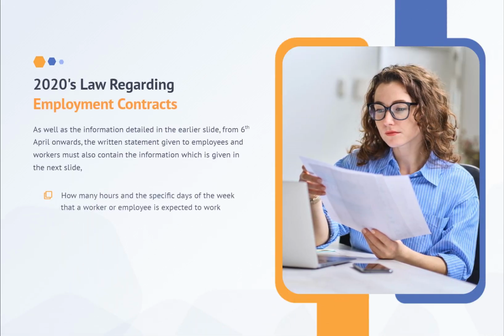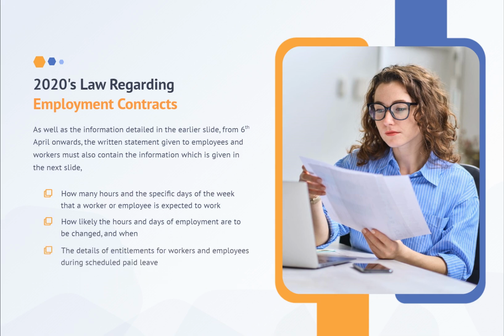As well as the information detailed in the earlier slide, from the 6th of April onwards, the written statement given to employees and workers must also contain the information which is given in the next slide. How many hours and the specific days of the week that a worker or employee is expected to work. How likely the hours and days of employment are to be changed, and when. The details of entitlements for workers and employees during scheduled paid leave.